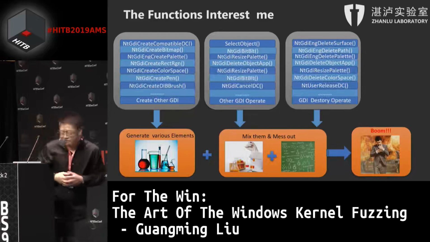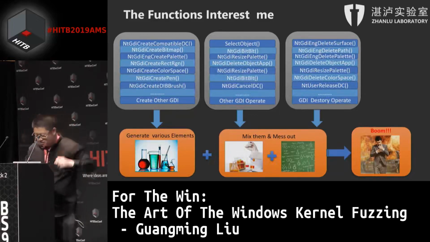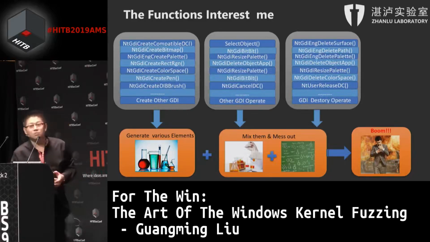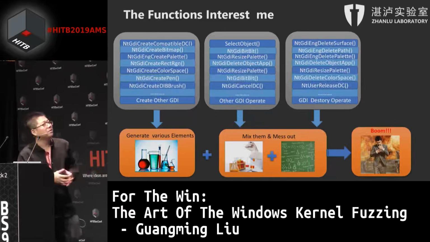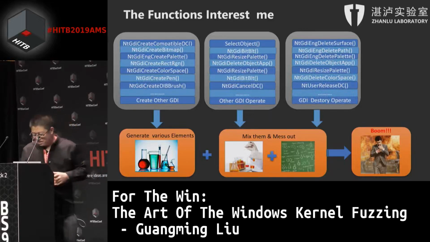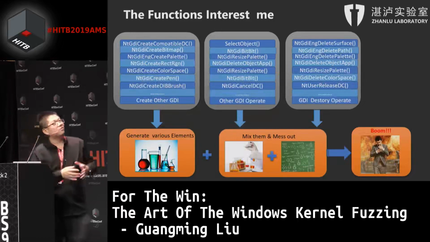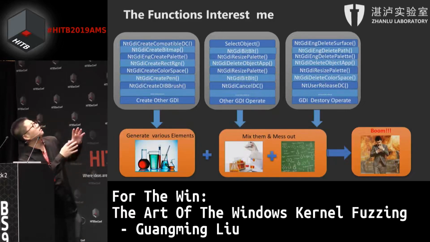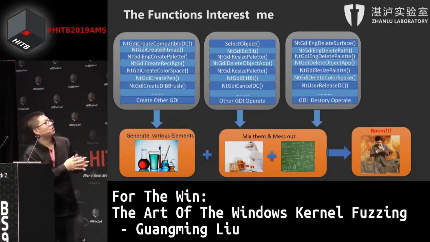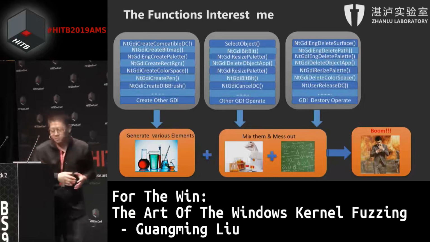If you're lucky enough, you will run the fuzz framework for a week or a month, and you will find the system has crashed. If you're not lucky enough, you should add more functions until you can find a system crash.